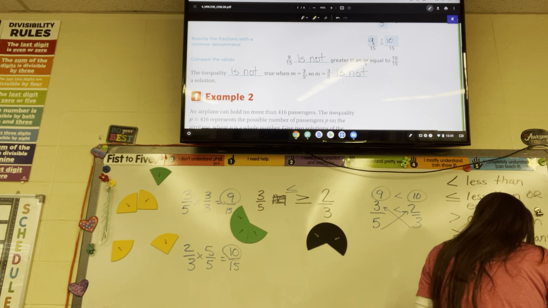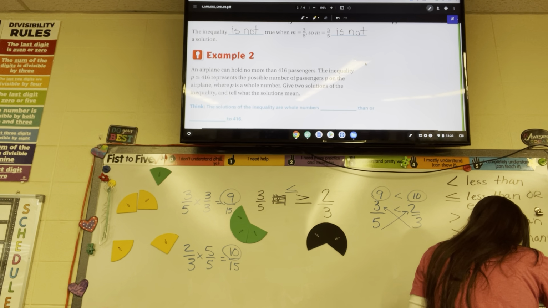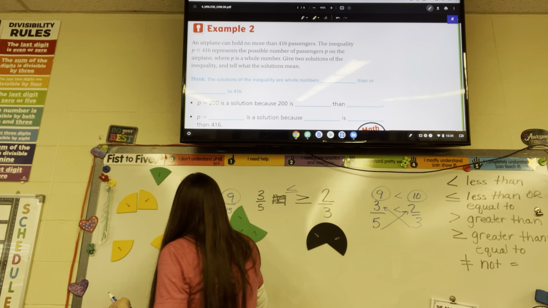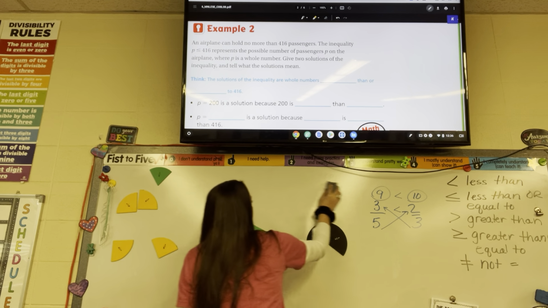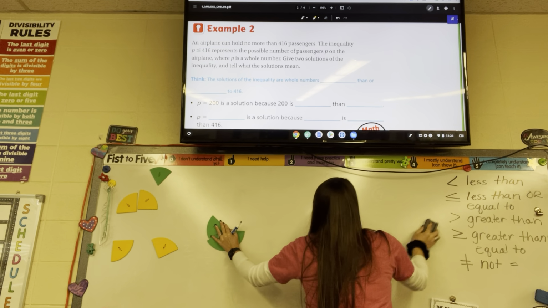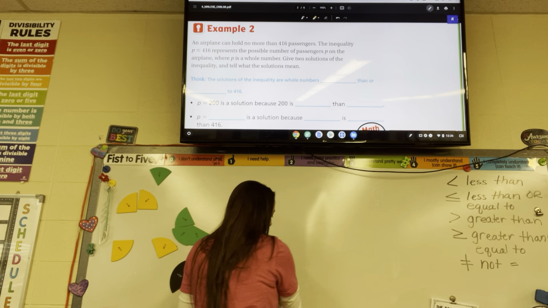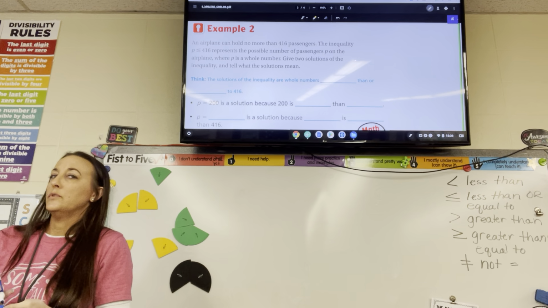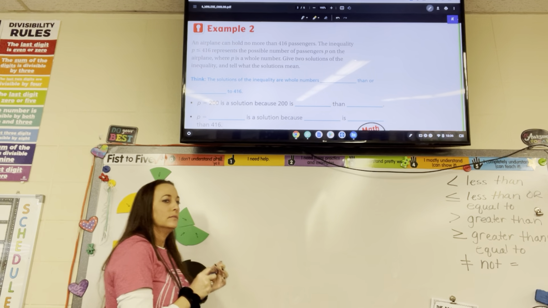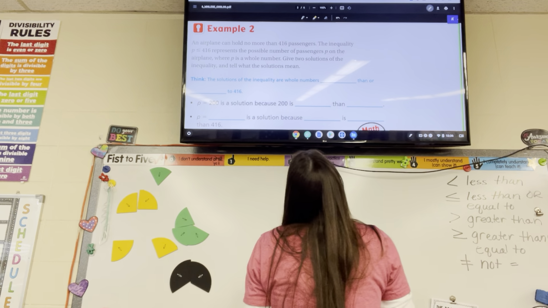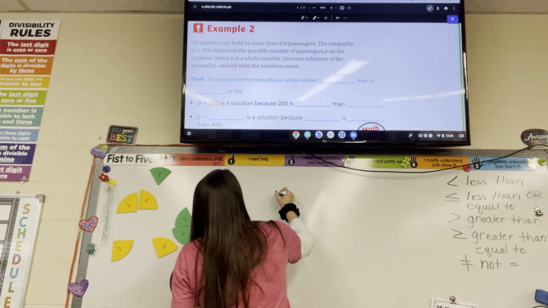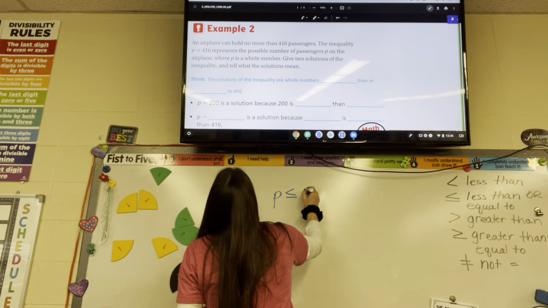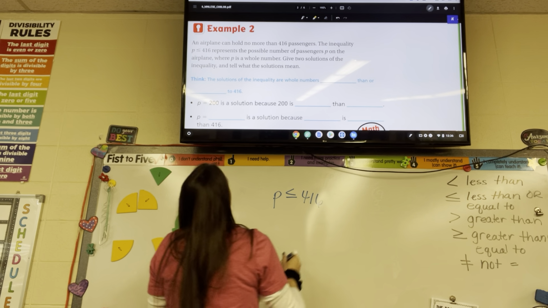Okay. Example 2, an airplane can hold no more than 416 people. That's the max. Can it hold 416? Yep. Can it hold 500? No. Can it hold 2? Yes. So here's the inequality we're using. P is less than or equal to 416.